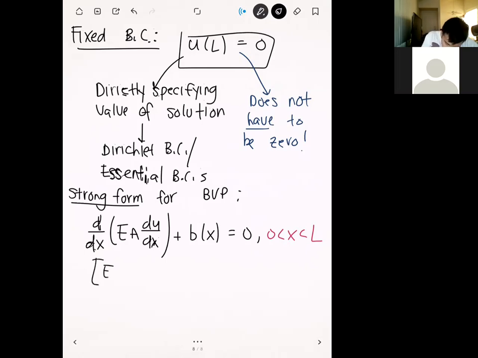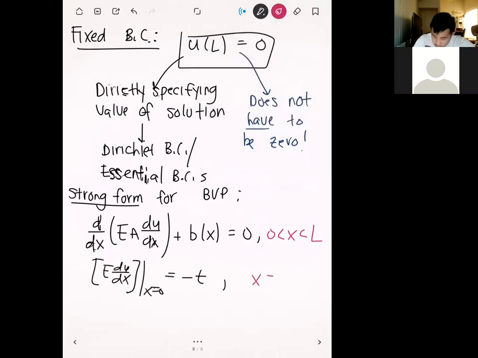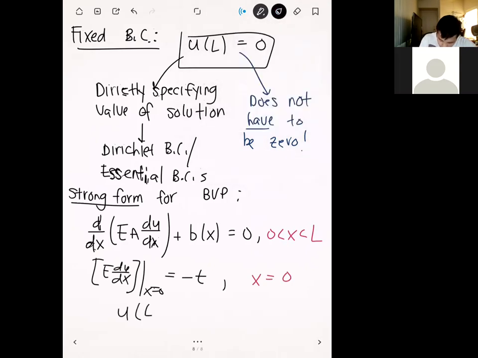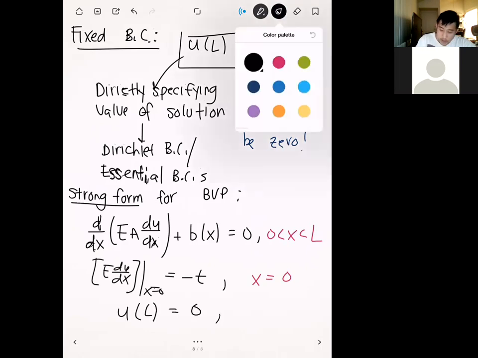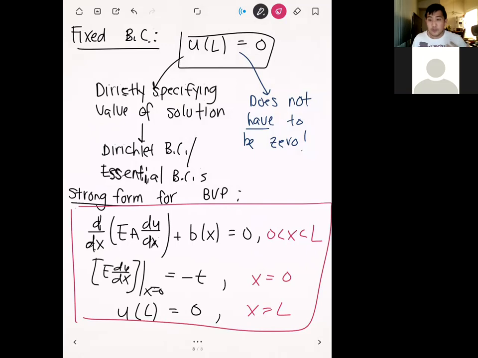In addition to that, we have our boundary conditions. We have E du dx at x equal to 0, and this is equal to minus t. The location in the domain where this is specified is x equal to 0. And then the last boundary condition, which is our Dirichlet one, says that u of L is equal to 0, and the part of the domain that this specifies is at x equal to L. Here's our full statement of the boundary value problem for this truss bar. Any questions on this?